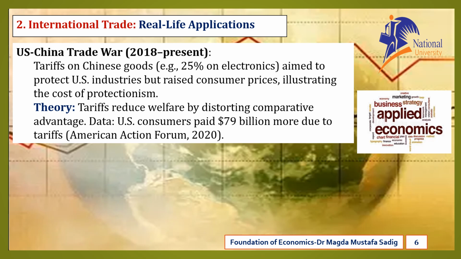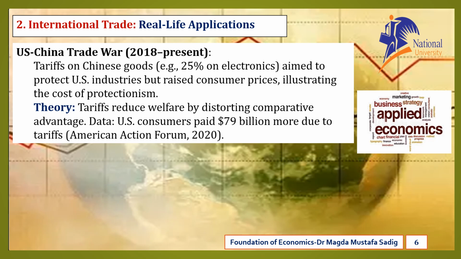The goal was to reduce imports from China and boost American manufacturing. The economic theory: the cost of protectionism. According to economic theory, while tariffs might temporarily support local industries, they distort comparative advantage and reduce overall economic welfare. Tariffs act like a tax on trade, making imported goods more expensive and forcing consumers to pay more or buy less efficient local substitutes.